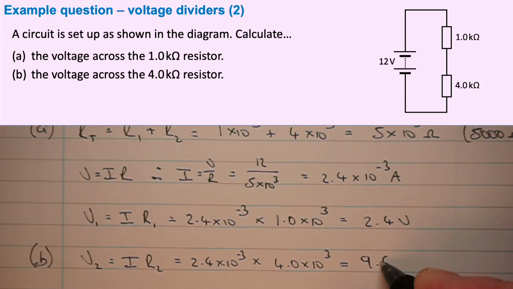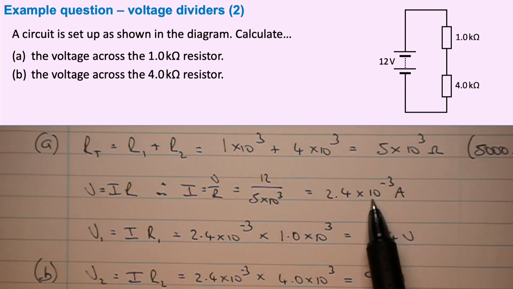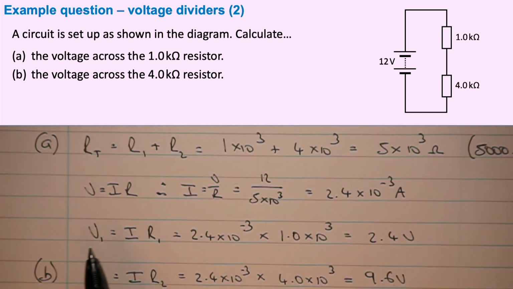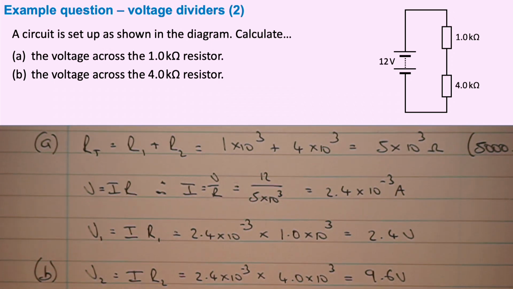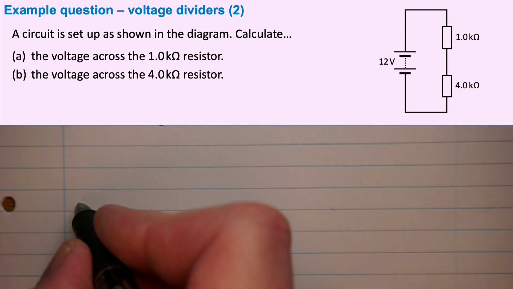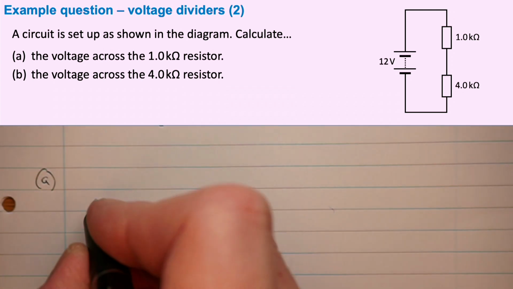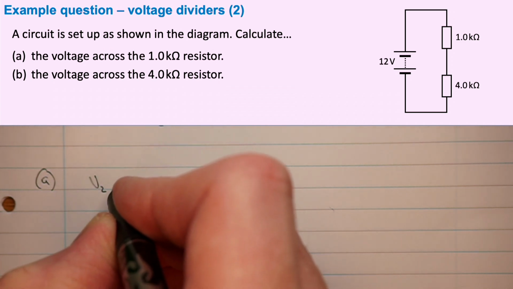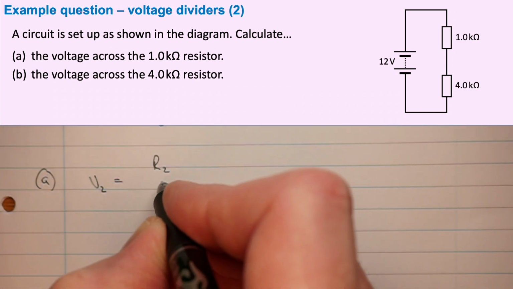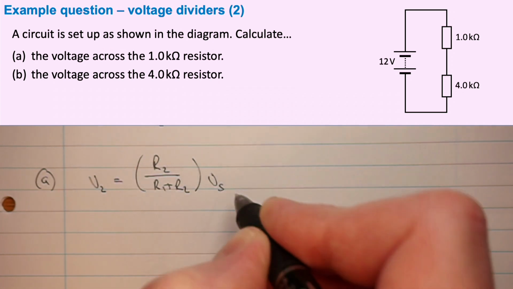So quite a lot of working, especially for part A, where we had to, for the voltage divider, work out the total resistance and the current. Current's the same for both resistors, of course. And then V1 is I times R1 or V2 is I times R2. I could have also used this equation. So I could have said that for part A, now this is based on an equation which is in the relationship sheet, which says V2 is equal to R2 over R1 plus R2, all in brackets, times Vs.